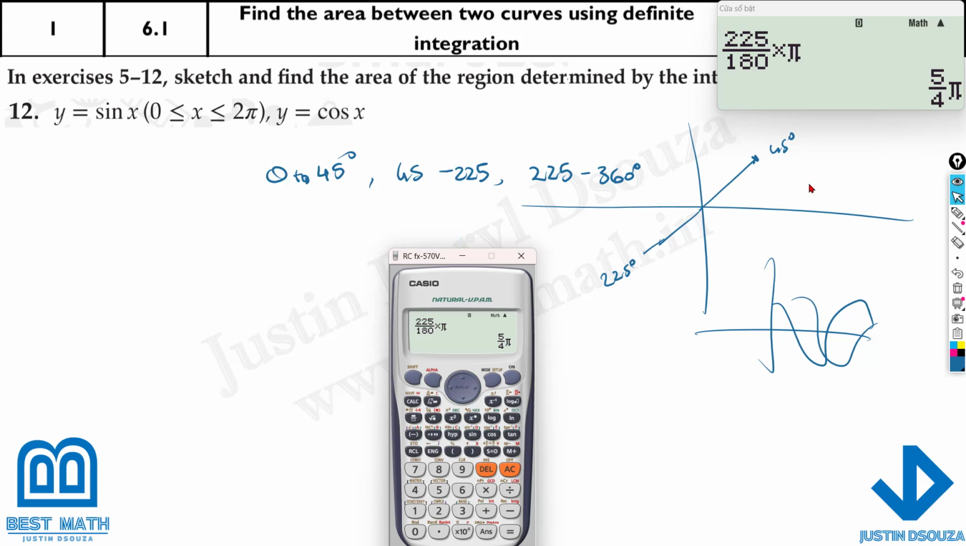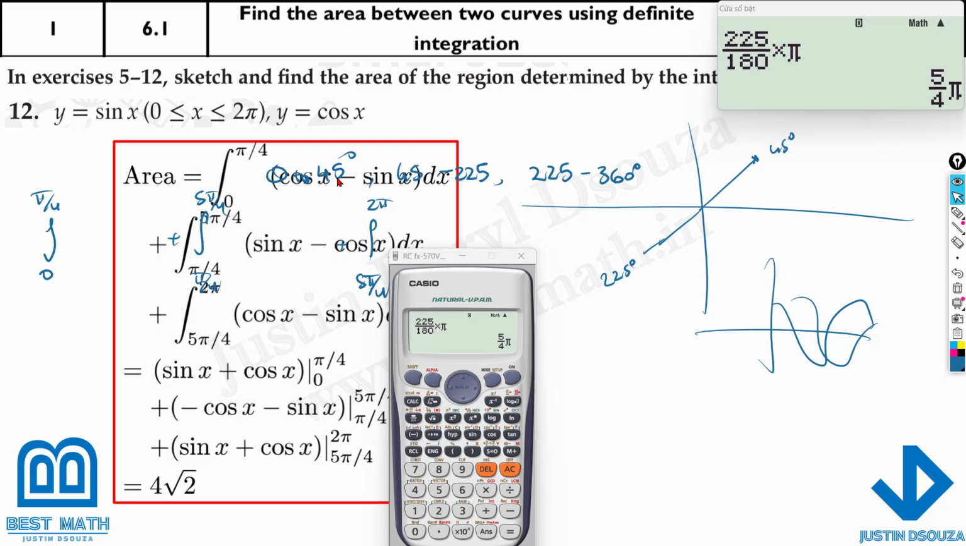I'll just write the intervals. First will be 0 to pi by 4, plus the next one will be pi by 4 to 5 pi by 4, and then the last one will be 5 pi by 4 to 2 pi, because these are the ending limits. Now one more thing is, whichever is first, it'll keep on alternating. Here the first one is taken as cos, then sine. So in the next, you should take sine, cos, then again cos, sine.